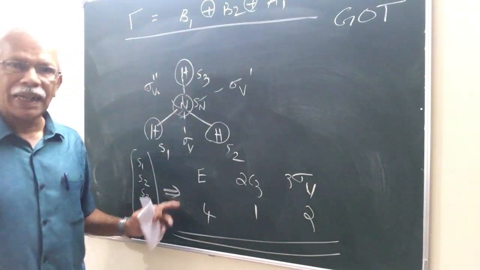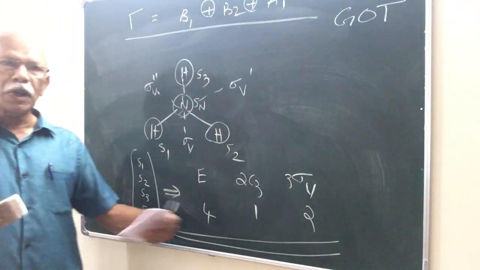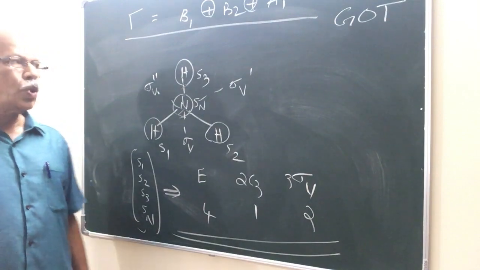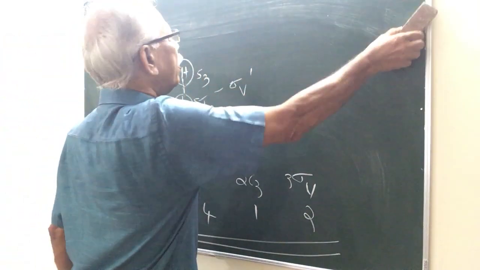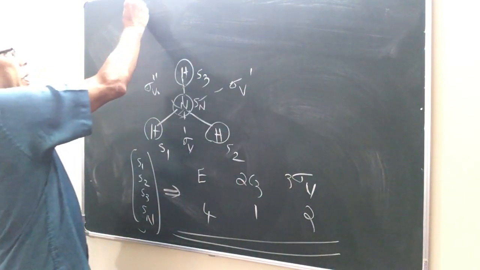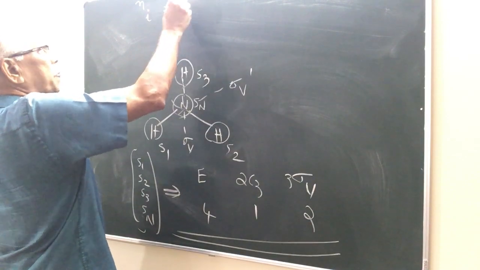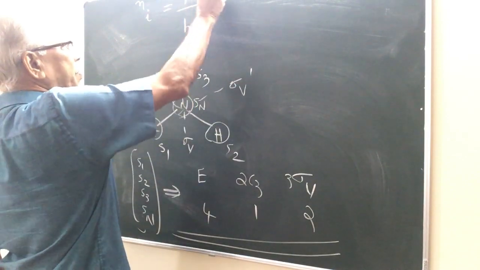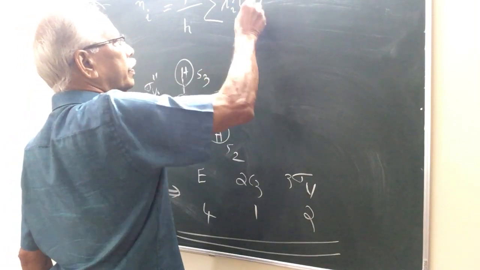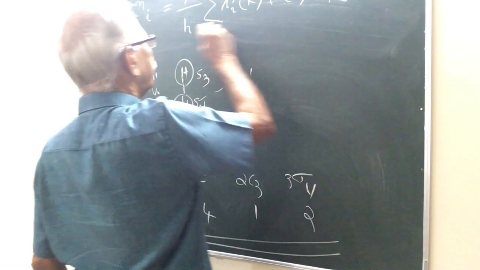So having got the character of a reducible representation like this, it is possible to easily work out its irreducible components using the reduction formula. Let me write the reduction formula for a second time. Number of times the ith irreducible representation occurs is 1 by h sigma chi i r gamma r n r.